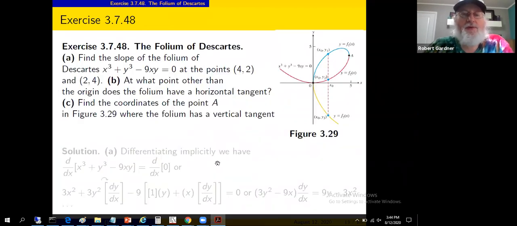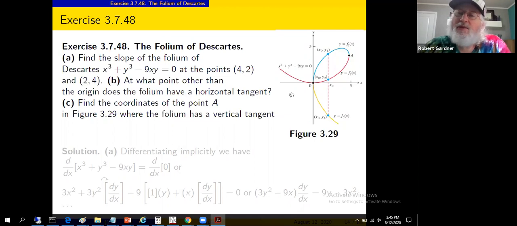A couple of others. Question 48 talks about the folium of Descartes. It says, find the slope of the folium of Descartes with equation x cubed plus y cubed minus 9xy equals 0 at the points (4, 2) and (2, 4). They want the slope. Okay, that's a derivative. What else do they want? At what point, other than the origin, does the folium have a horizontal tangent?